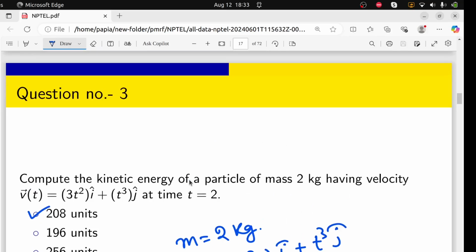So how did I do that? Compute the kinetic energy of a particle of mass 2 kg having velocity v at time t equals 2. So v is given, m is given. I am just calculating kinetic energy T equals half m v vector dot v vector. One vector is there and the same vector would be there, so the dot product between these two will be calculated, and then we will put the t value equals 2 seconds and we will get the v square value. According to that, with half and v square, I will calculate the value of the kinetic energy, and the answer is coming as 208 units.